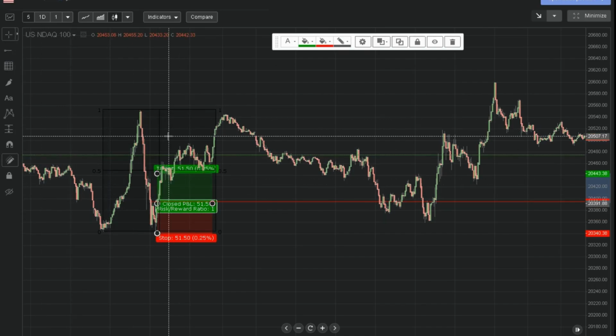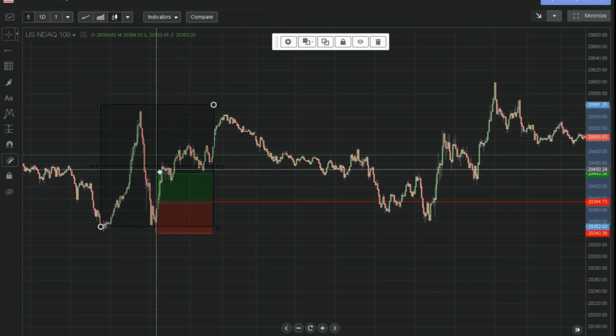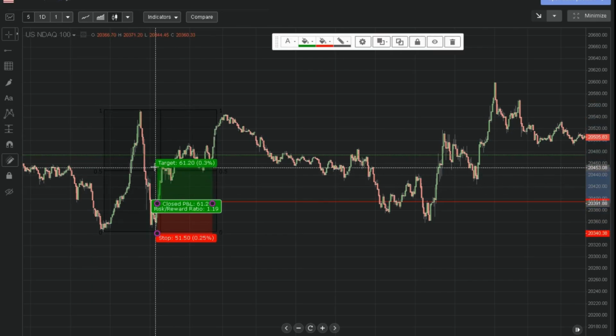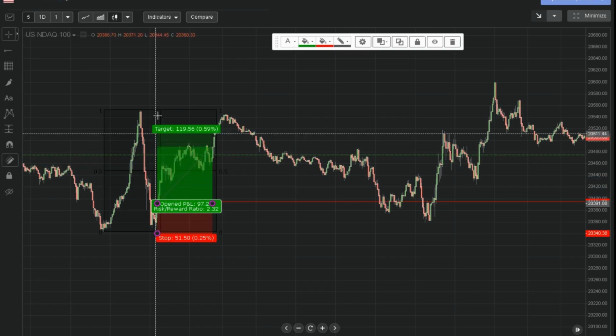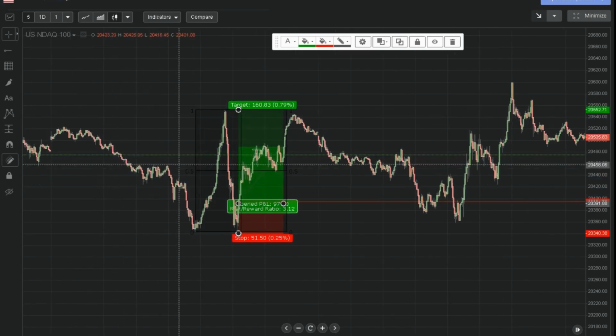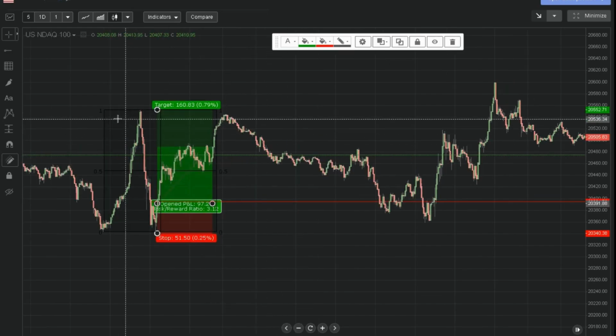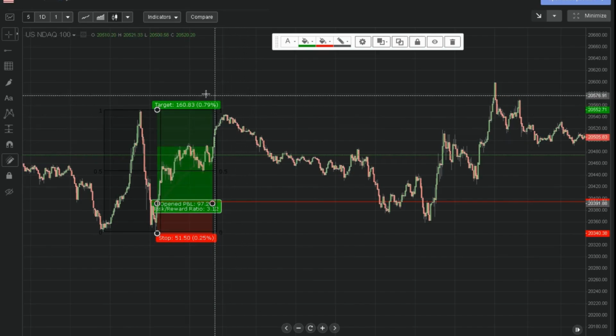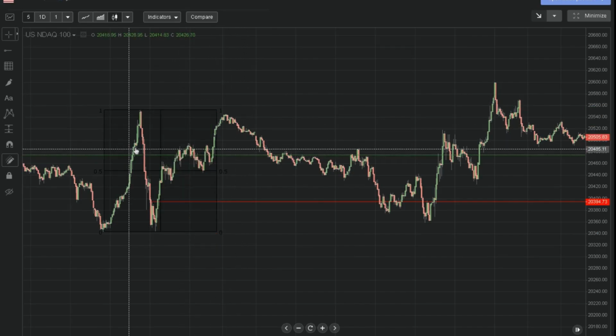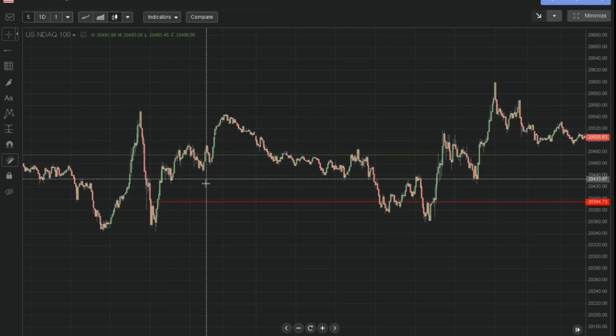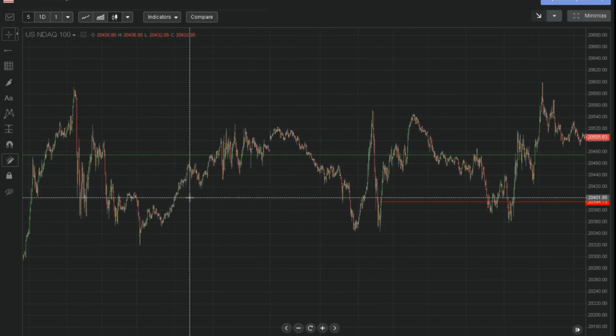My first take profit will be the start of this fair value gap, because we are in a downtrend and this fair value gap is really strong. So the first take profit will be here and the second take profit will be here. As you can see, we did not hit the second take profit, but it's still a good trade. Now I'll show you another example.